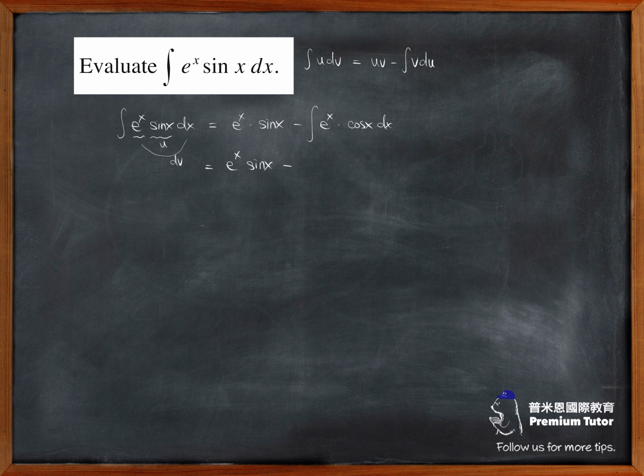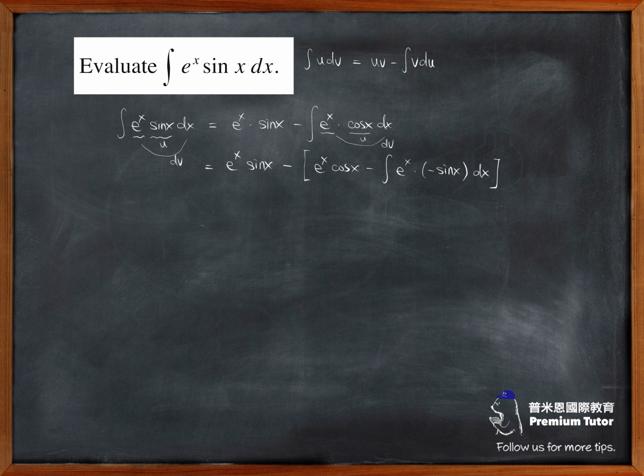So it's e to the power of x sine x minus. I should note that e to the power of x times cosine x still needs integration by parts one more time. So we still set cosine x as our u and e to the power of x times dx as the dv. So it becomes u times v, which is e to the power of x times cosine x, minus the integration of v du. It becomes e to the power of x times negative sine x dx.